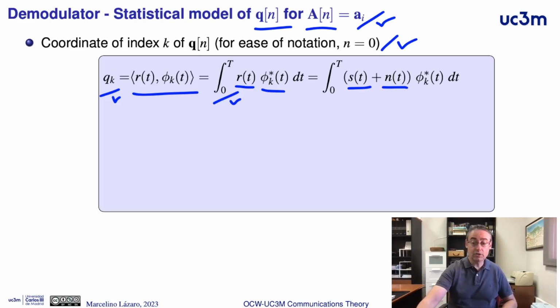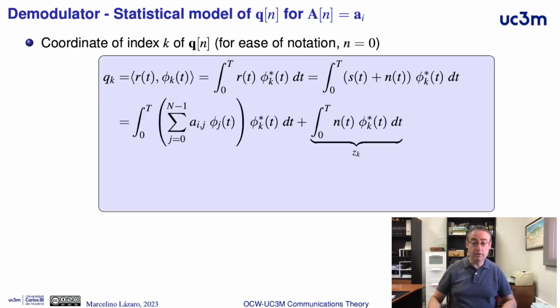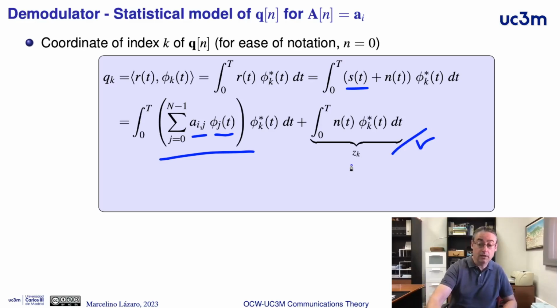With this assumption, now we can replace here the expression for s of t by the linear combination given by the coordinates of the symbol and the elements of the orthonormal basis, phi j, and now we can define here the kth coordinate of the noise as the inner product between the noise and the kth element of the orthonormal basis.